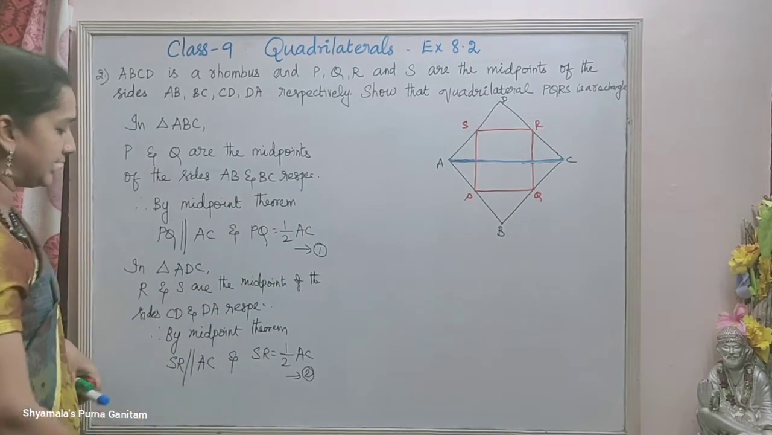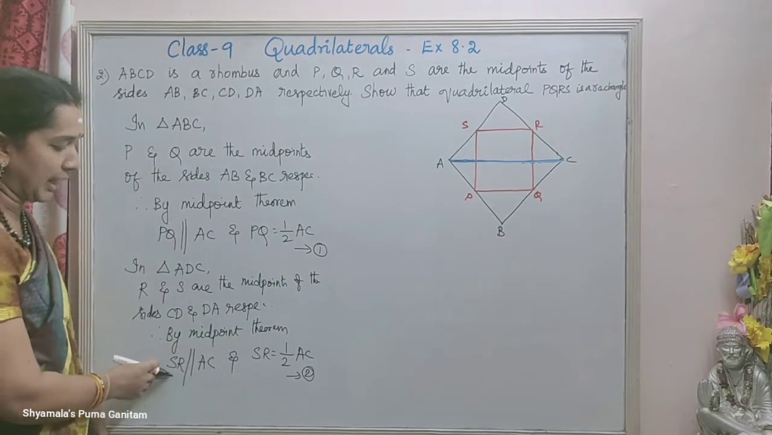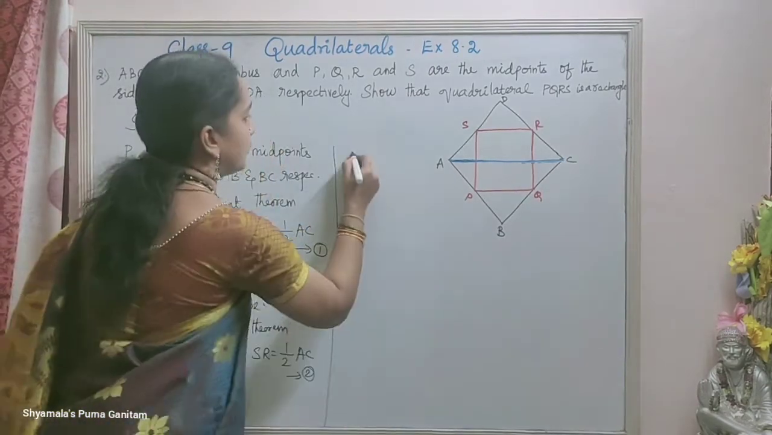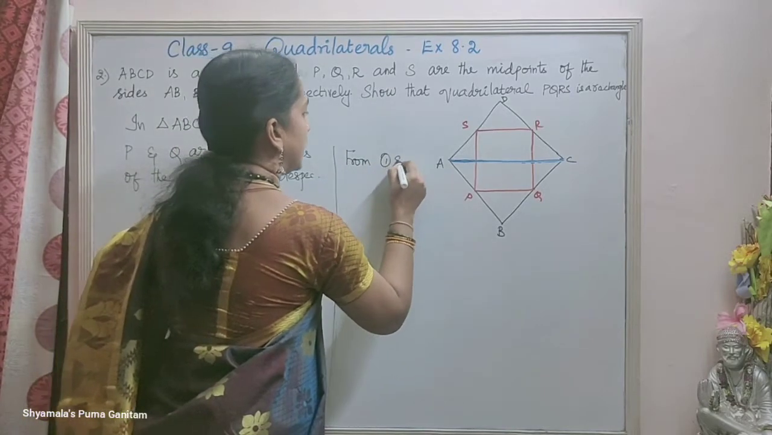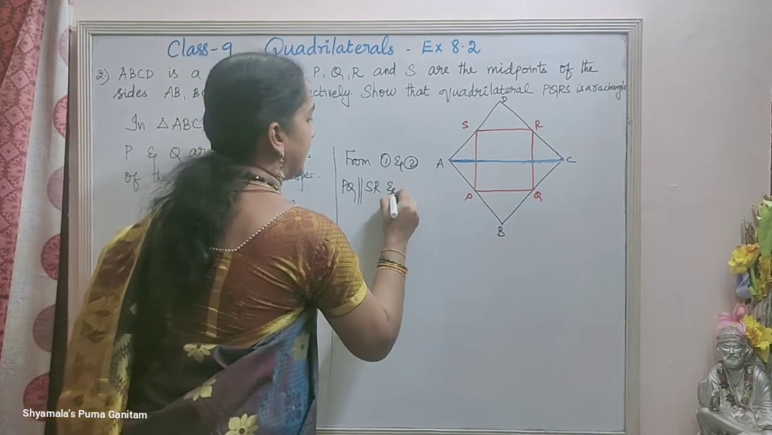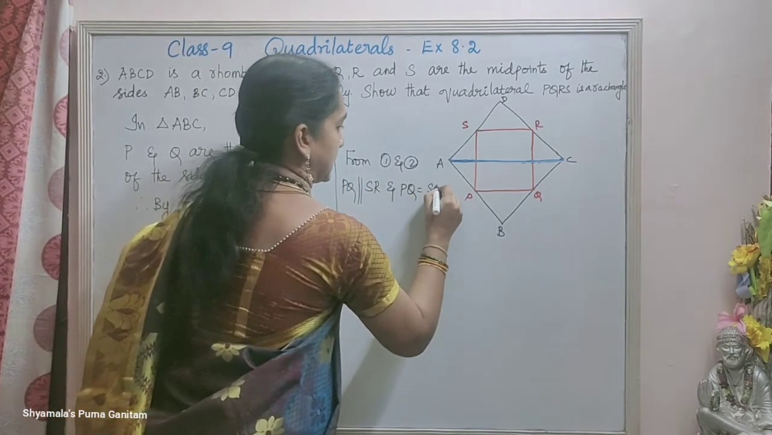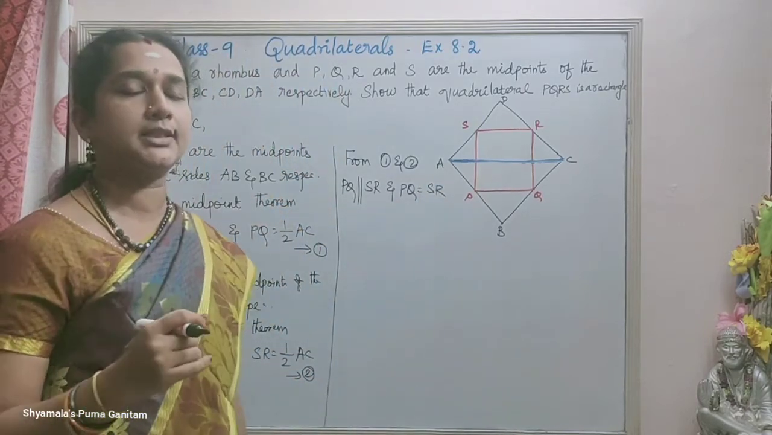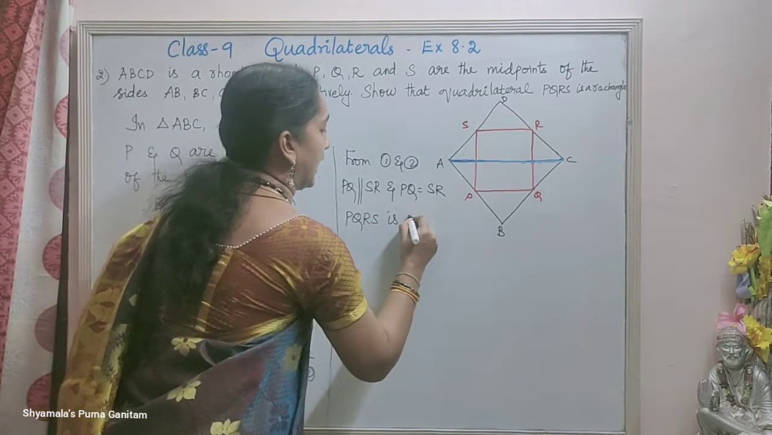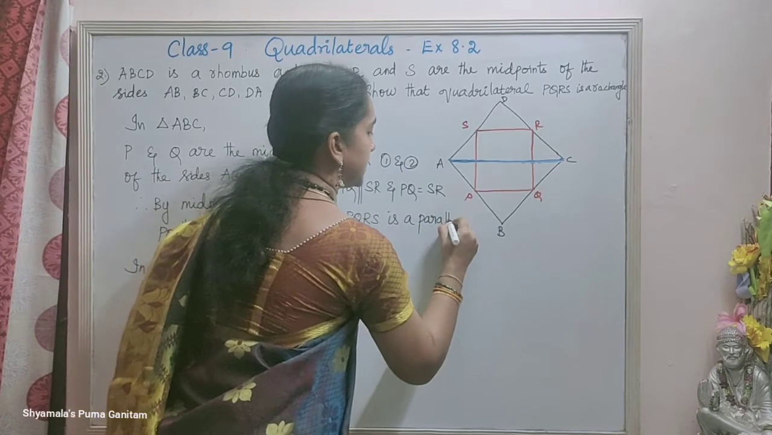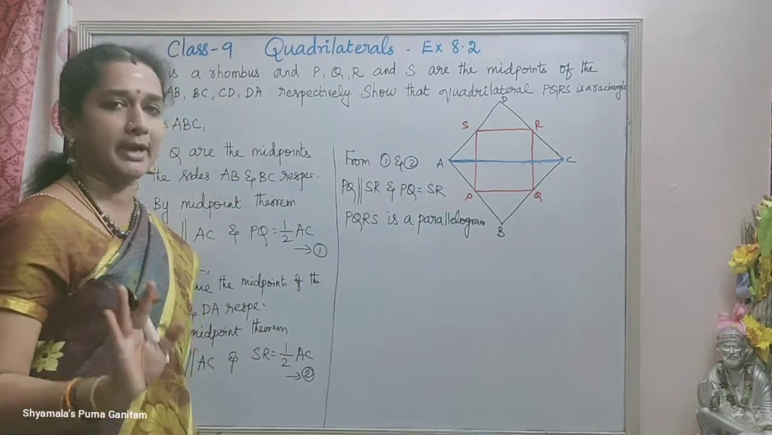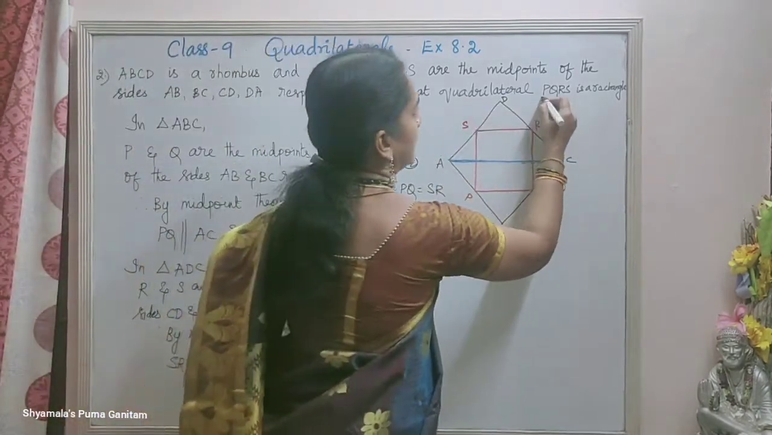So from the first and second equations, we can say that PQ is parallel to SR and PQ is equal to SR. If one pair of opposite sides are parallel and equal, we can say that PQRS is a parallelogram.